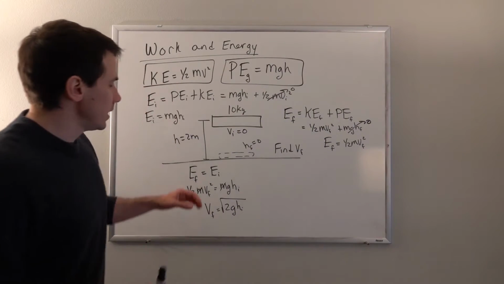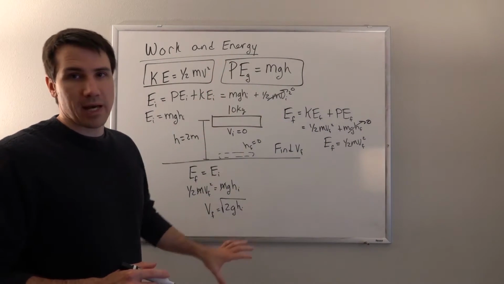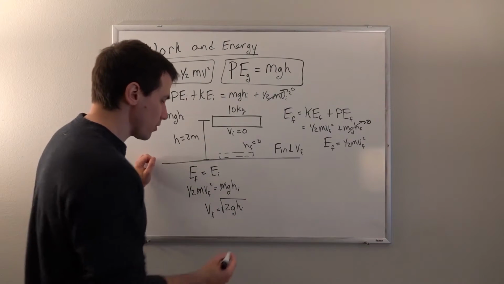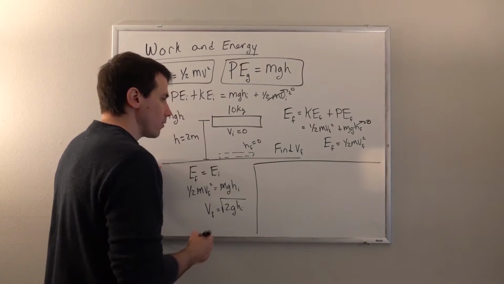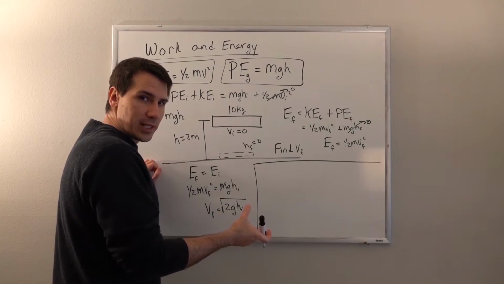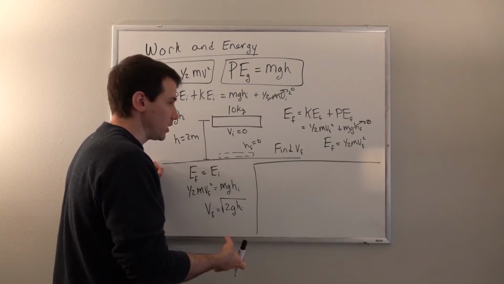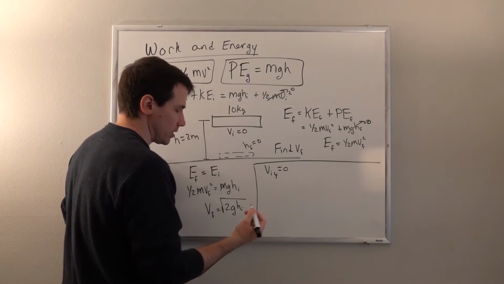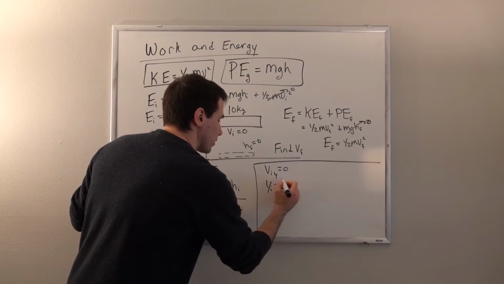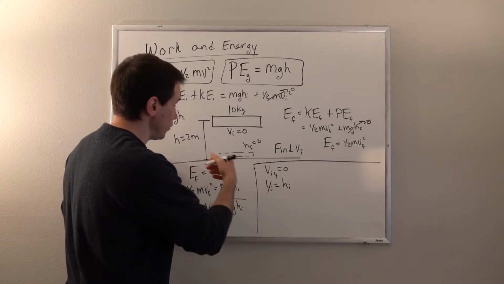So here, if we're going to do kinematics, we know that we're dealing with only our y direction. And we first, in doing kinematics, list all of the variables that we know. Well, we know v initial y is 0 because I dropped it. We know y initial is h initial, which is 2 meters.